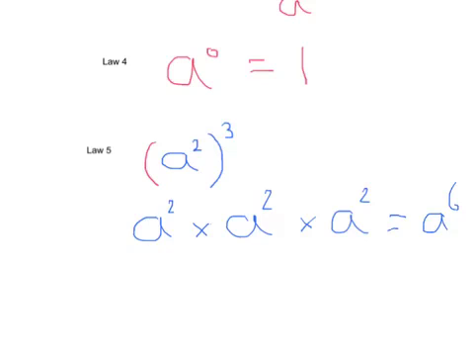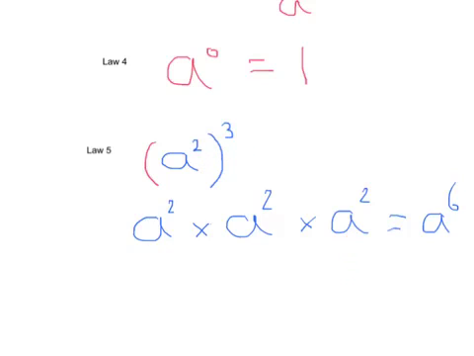Now what we try and do is make a link between this starting position, a to the 2 to the 3, and this a to the 6. And I'm sure you've all spotted it already. To get straight from the start to the end, we can take our 2 and our 3 and multiply them together.